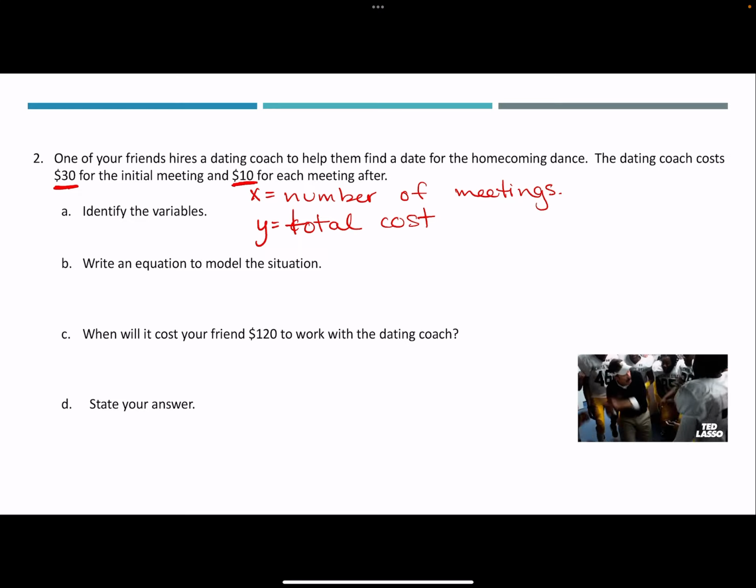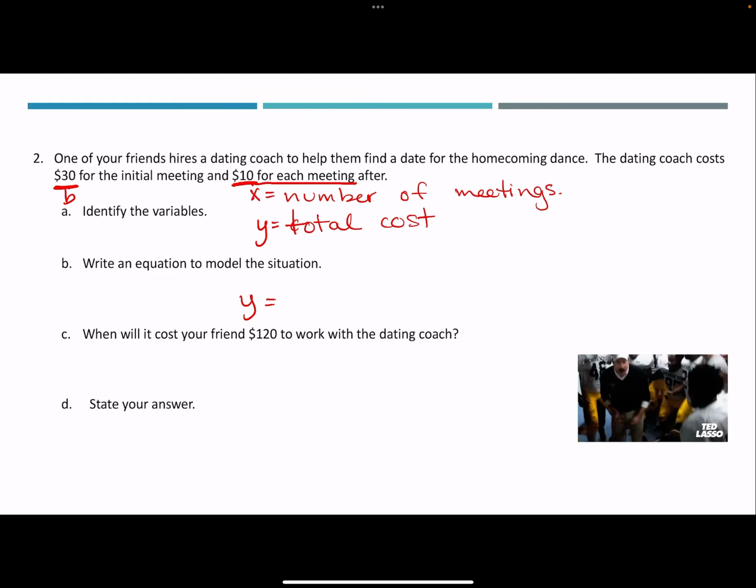Everyone has to begin with the initial meeting, so that $30 is your B value. And then $10 for each meeting, right? Each meeting. Remember, per, each, every, for. So it's Y equals 10x plus 30.